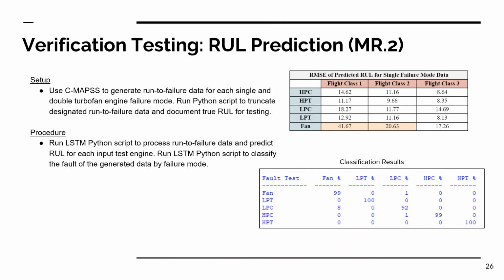For our second mission requirement, we will use CMAPS, our digital twin, to generate run-to-failure data for each single and double turbofan engine failure mode. We will then run the Python script to truncate designated run-to-failure data and document the true RUL for testing.